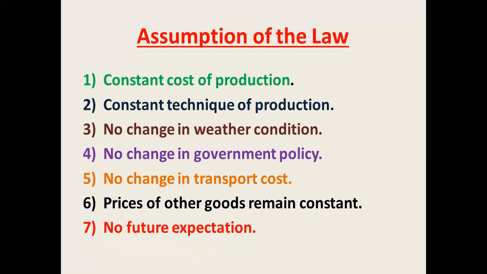It means the producer will stop that production and move to the next production side, because the factors of production are transferable and he can easily transfer them, since those commodities' prices may rise in future, which supports the producer in increasing his profit. So that's why this assumption is not supportable for this law. So that's why we assume that there is no future expectation. So these are the total assumptions of this law.